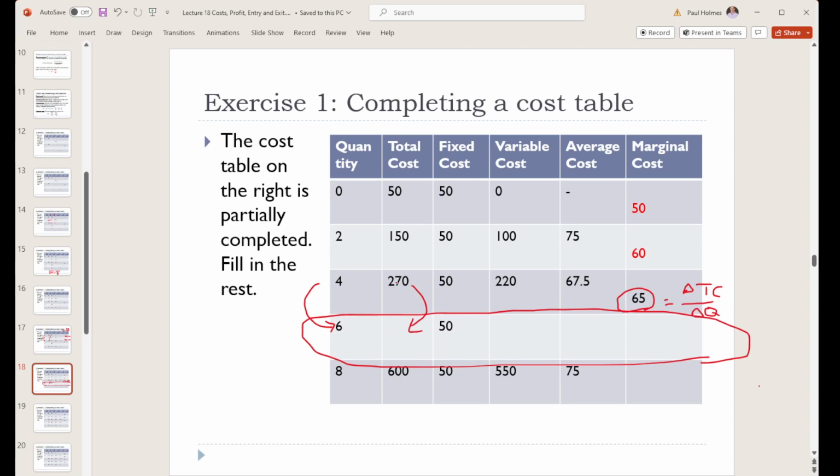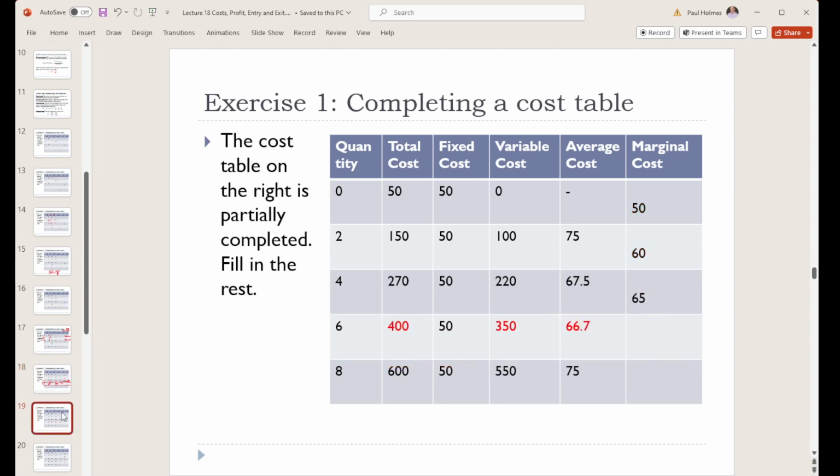So 130 plus the 270 total cost gives us 400, which of course we could then split into fixed costs and variable costs. 50 fixed costs leaves 350 variable cost. And our average cost we could also do, it's, remember, our total cost divided by quantity. Total cost is 400 divided by a quantity of 6. 400 on 6 is 66 2/3.